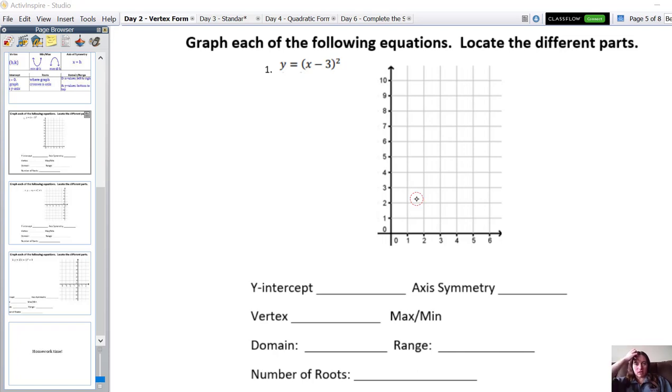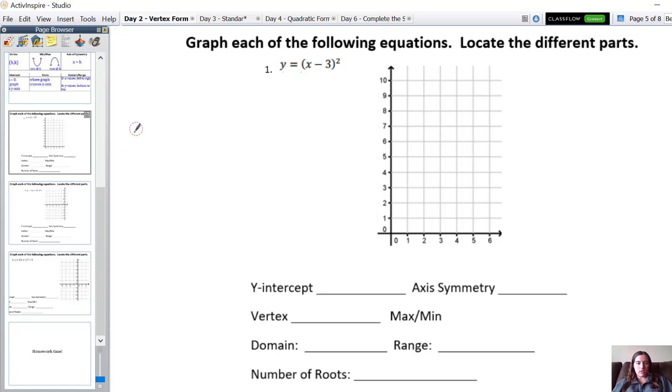Now we're going to look at examples of graphing quadratics using vertex form. So here in number 1 we have y equals (x minus 3) squared. This is in vertex form, and we know that because we have something with x inside of some parentheses and it's to the power of 2. The first thing that I'm going to do is find the vertex.